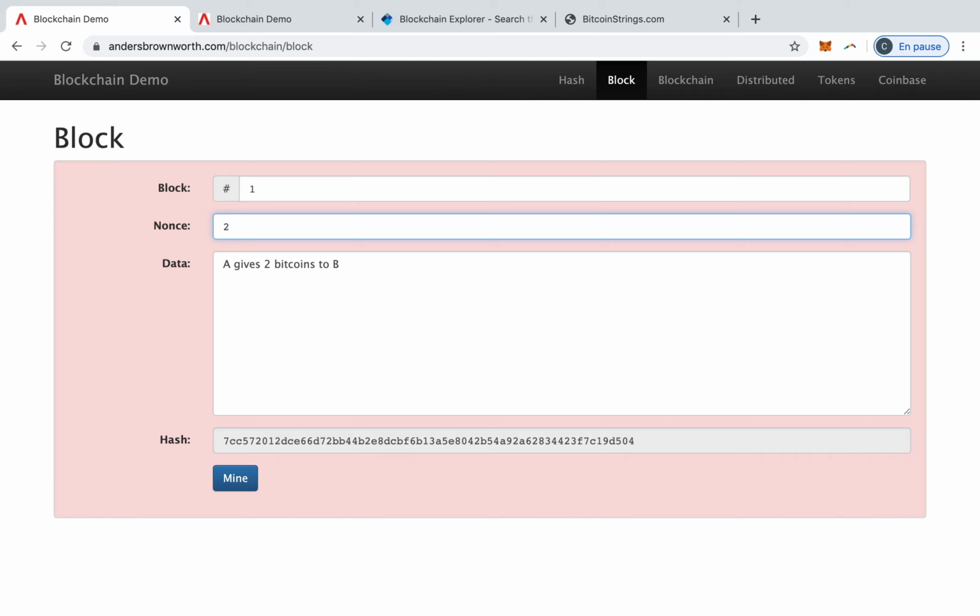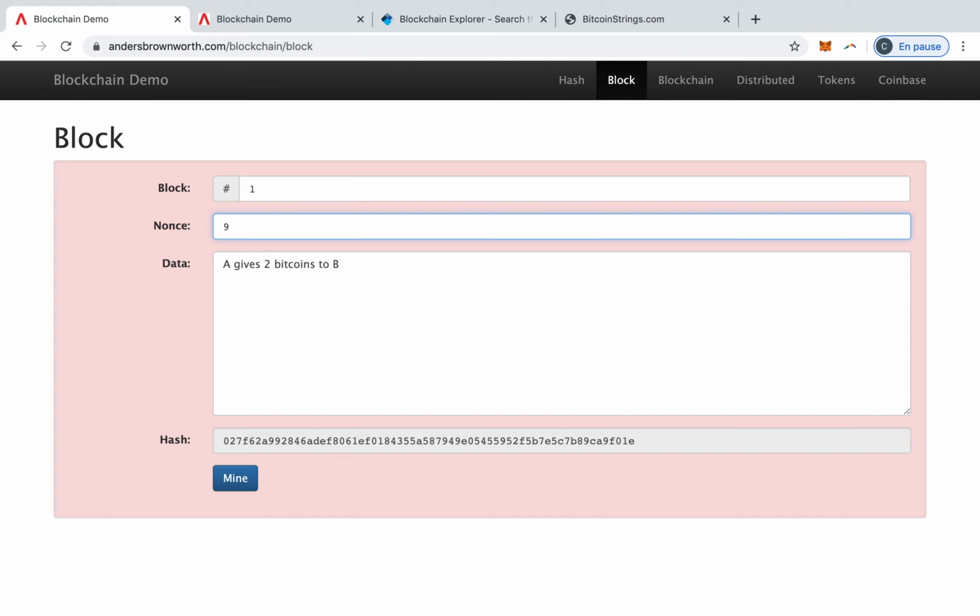I am actually mining this block. 3, no. 4, no. 5, no. 6, no. I'm mining the block. 7, no. 8. So you see, this is a process that takes time. Look, 9 is a solution. So I mine this block, and the solution is the nonce equaling 9.